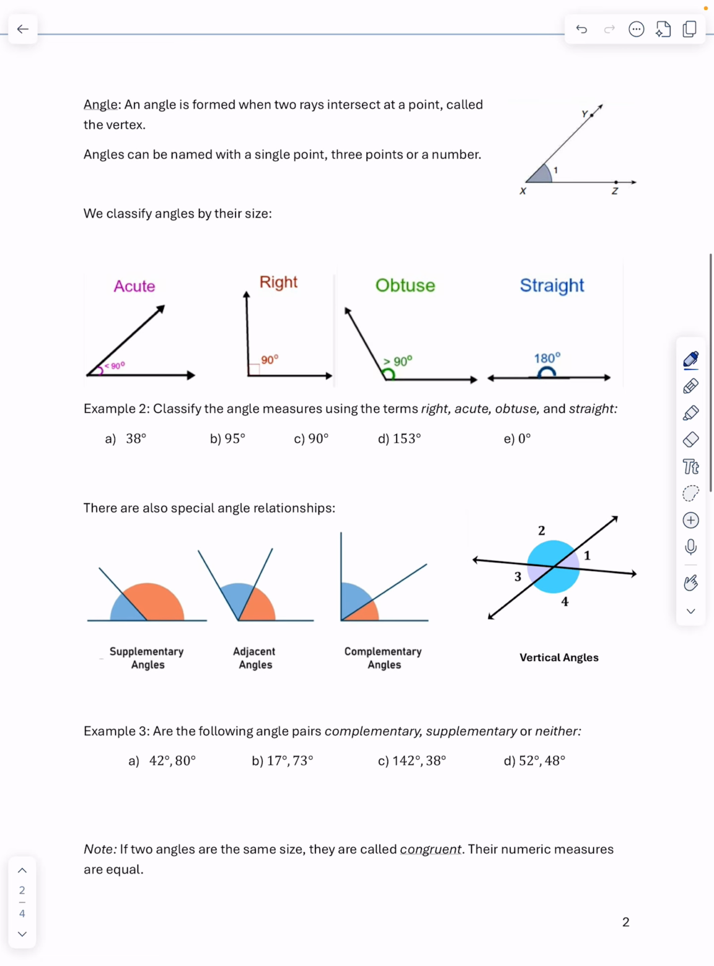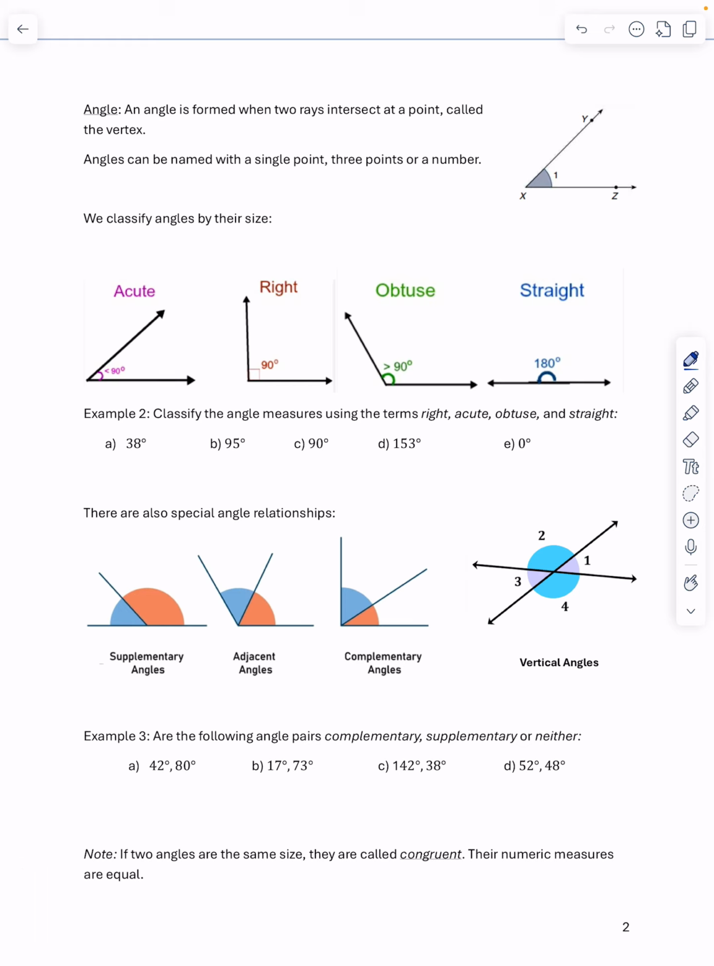Page 2 dives into angles here. An angle is formed when we have two rays that intersect at a point. That point is called the vertex. Okay? So angles can be named with a single point. In our case, in this picture, there is no confusion if I call it angle X. And you may see this little symbol here. Sometimes it even has an arc through it. That just means the angle X.